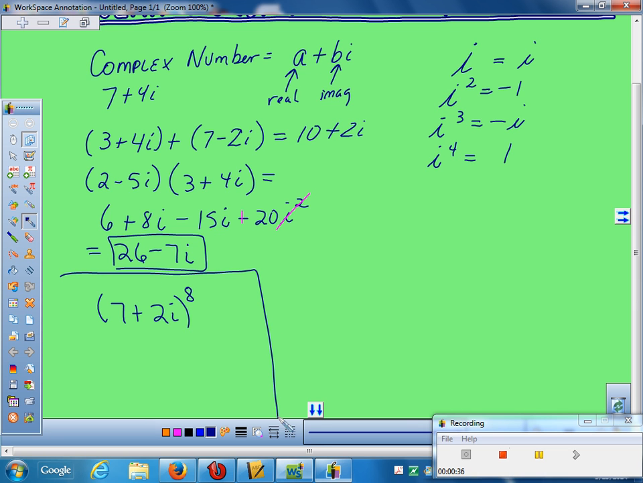Something like that by algebra is a pain. The other thing that's a royal pain: what if I said solve x cubed equals 6 minus 4i? How do you solve for x when it's x cubed? You have to cube root it.